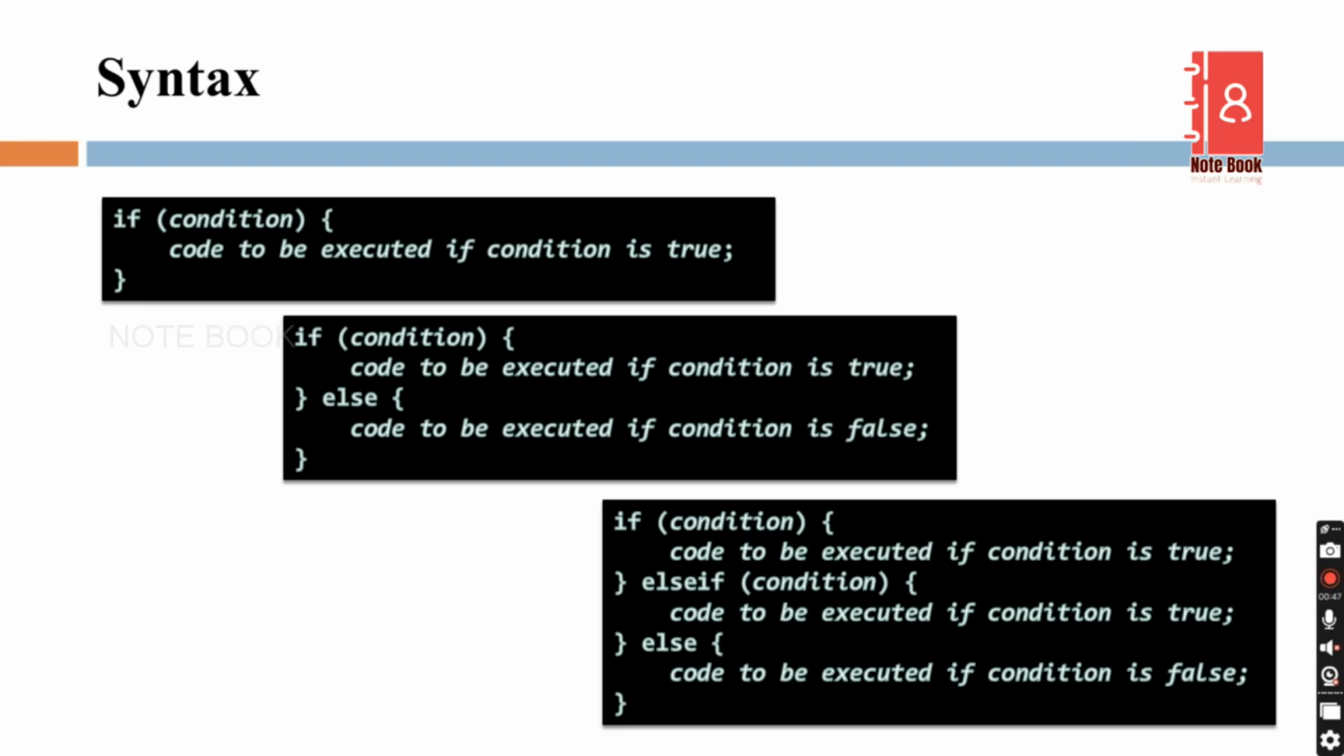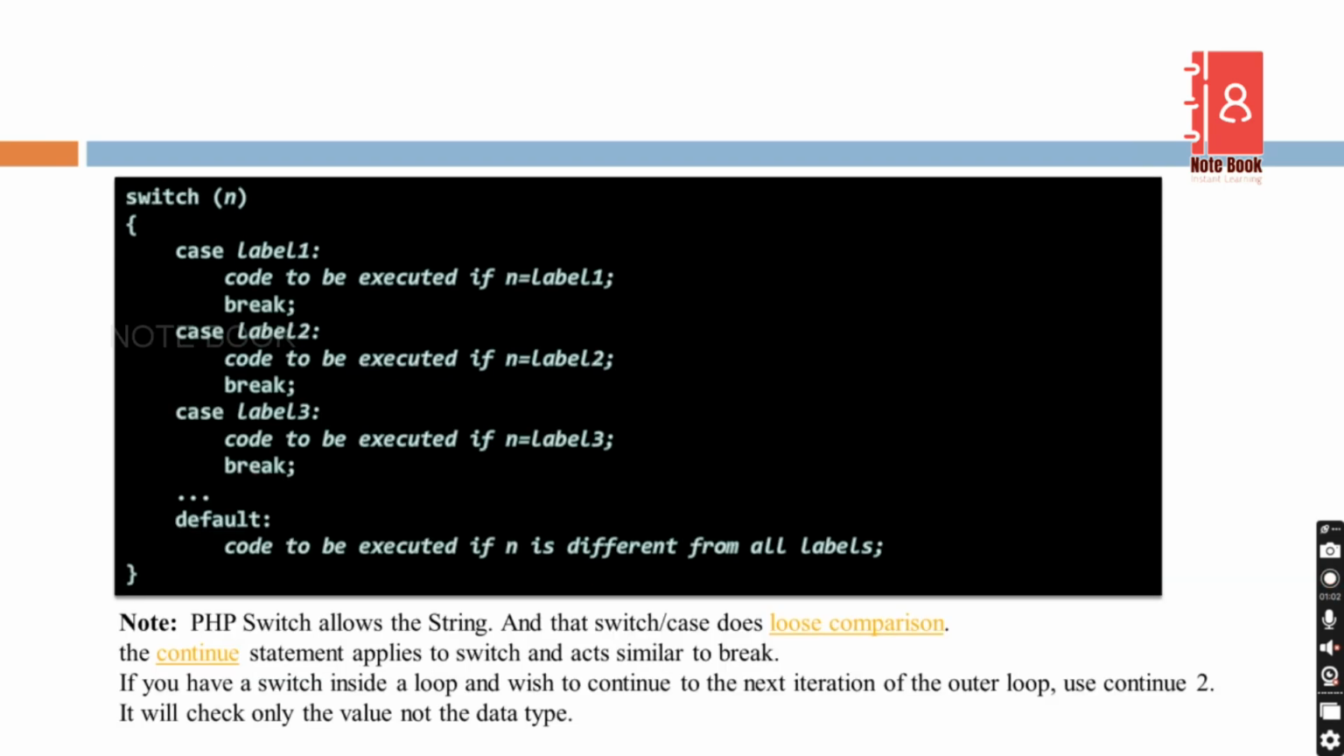Then comes else if. So if, in brackets, condition, then code to be executed if it is true. Else if another condition, code to be executed if this condition is true. Else, the code to be executed if the condition is false.